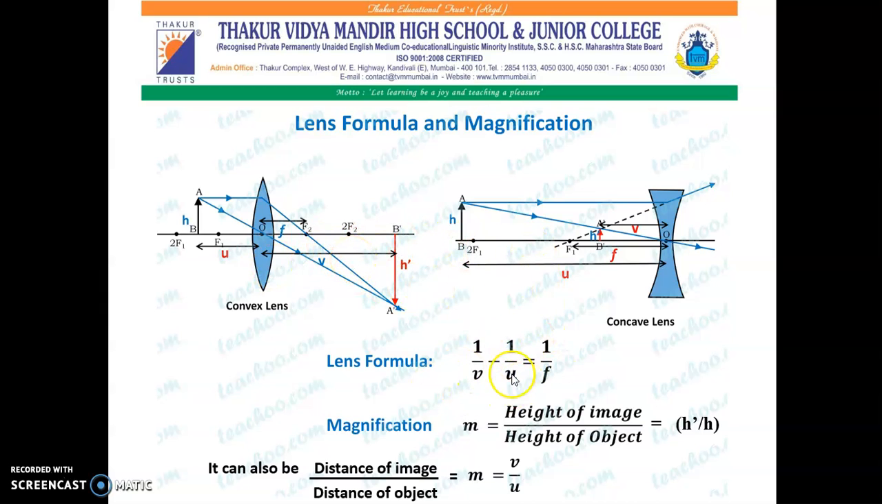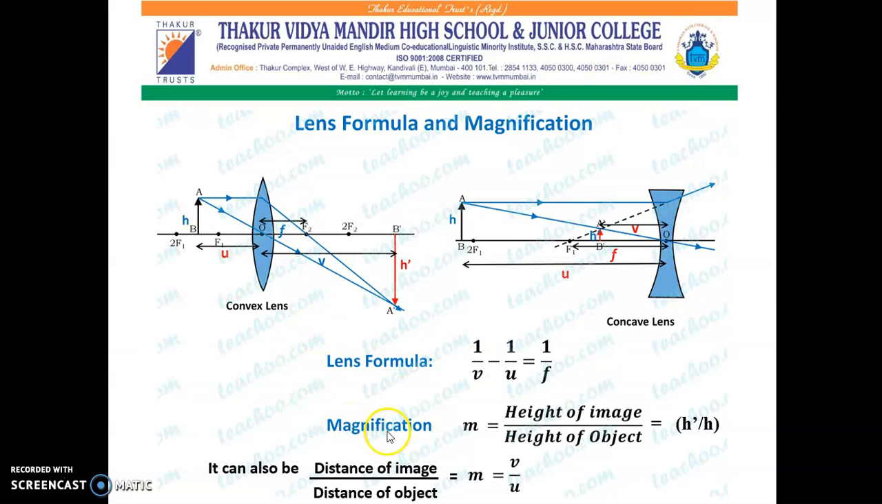Over here, the formula that is showing the relationship between the distance of the object, that is u, the distance of the image, that is v, and the focal length, f, is called the lens formula, and it is given as 1/v minus 1/u is equal to 1/f. The lens formula is the same for any spherical lens and any distance of the object from the lens. However, it is necessary to use the proper sign conventions.